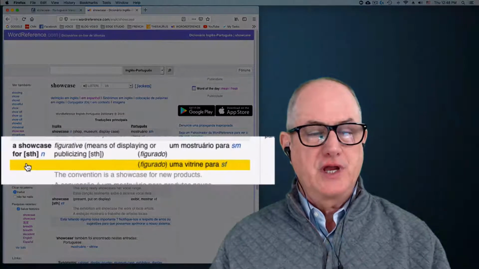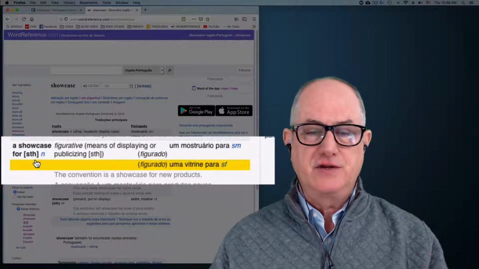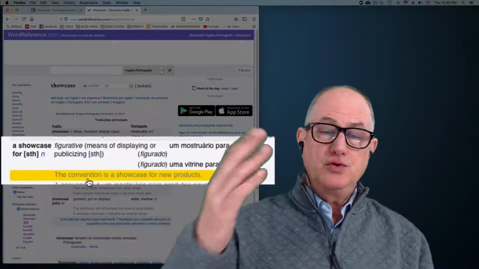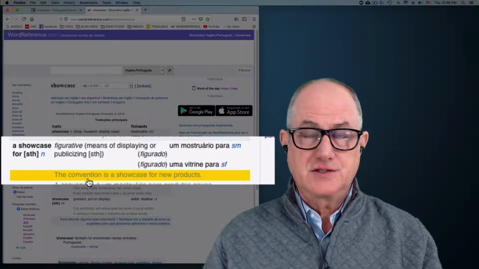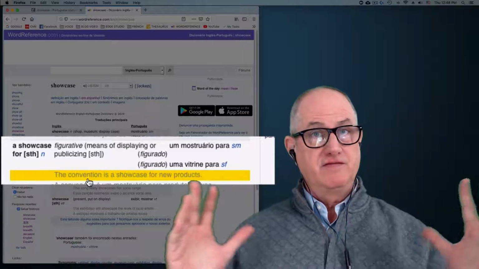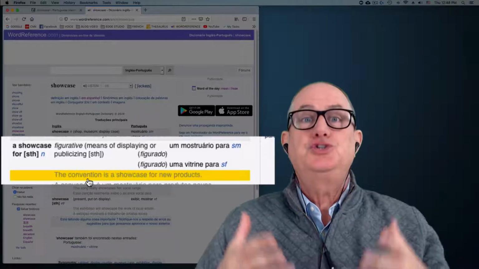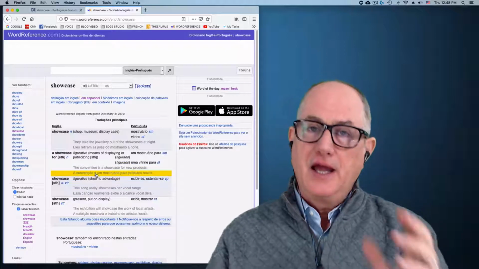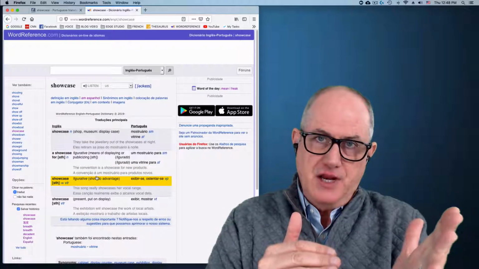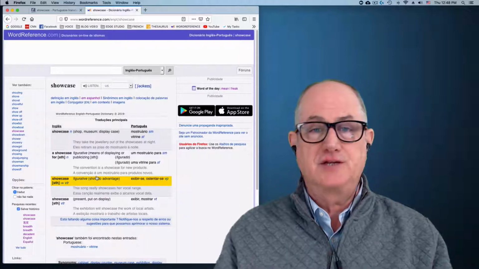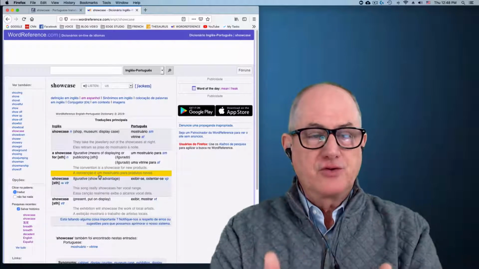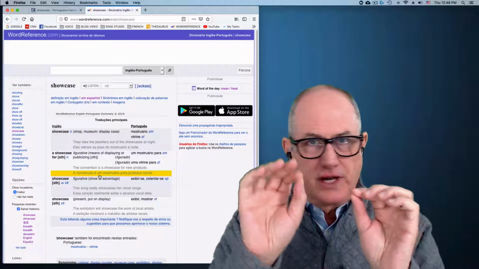Down here, showcase as a noun in a figurative sense. It means the convention is a showcase for new products. It's not literally a physical showcase. It's a convention, but it's an opportunity to showcase new products. And so I begin to get a feel as I go through this for how showcase works as a noun and how showcase works as a verb. Excellent website. It can lead you to many other resources, but this is what I do within seconds.